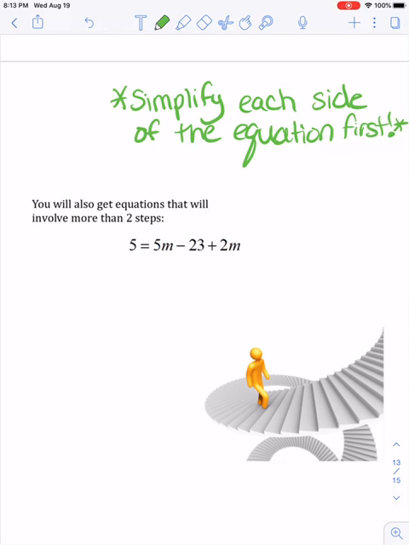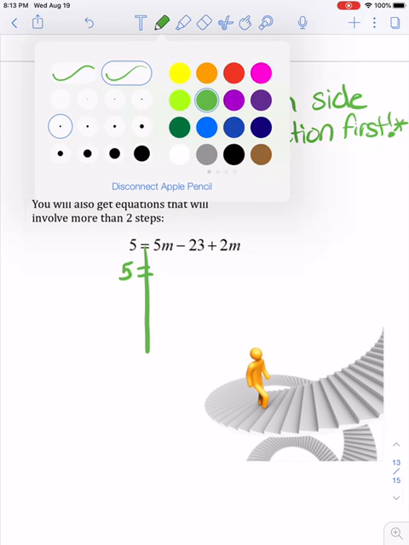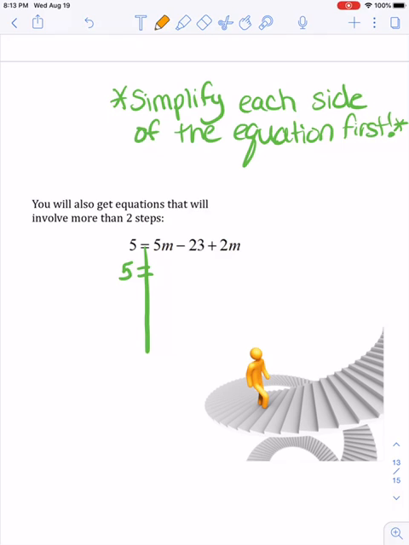So if I'm looking at this example down here, I notice the left-hand side, I can't simplify. It's just 5. We don't have to worry about that. So I'm going to leave that the same. On the right-hand side, remember when we're simplifying, it's either getting rid of parentheses or combining like terms, and hopefully these like terms jump out to you.